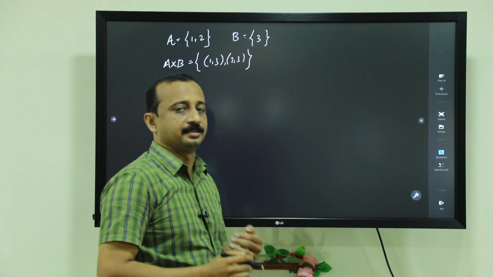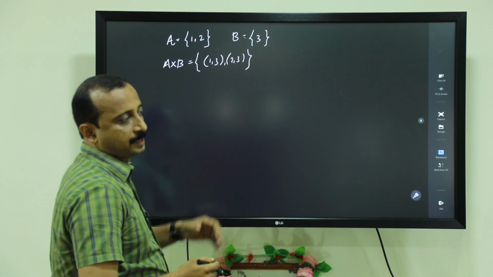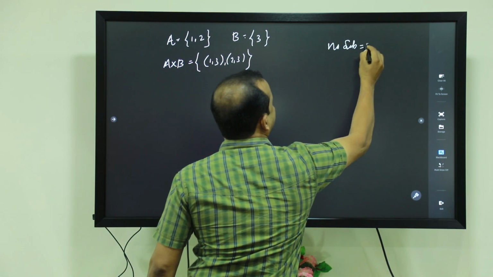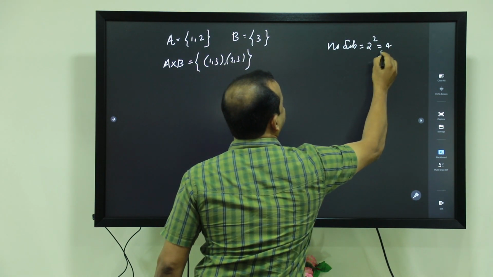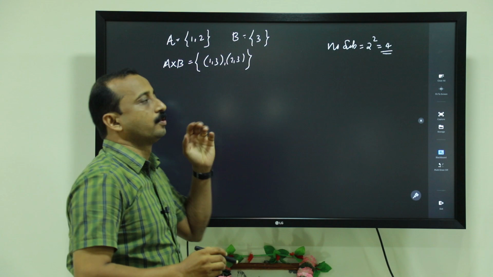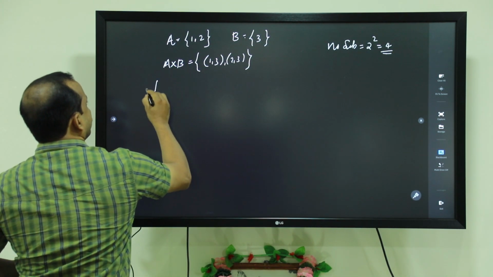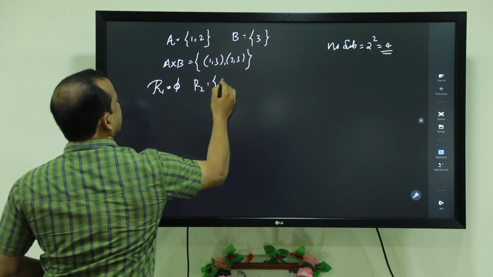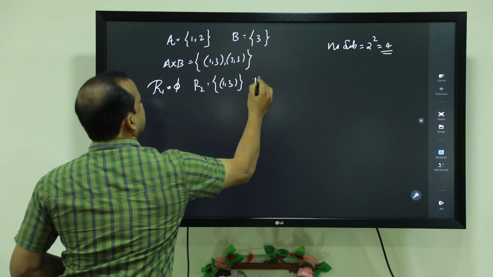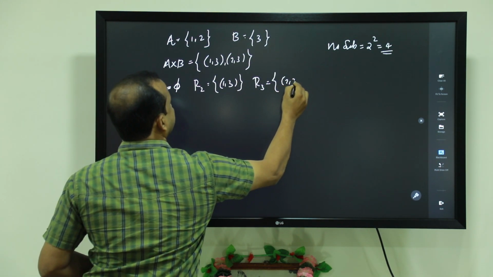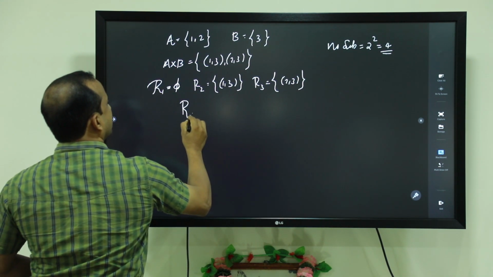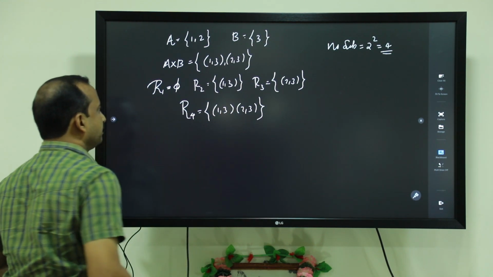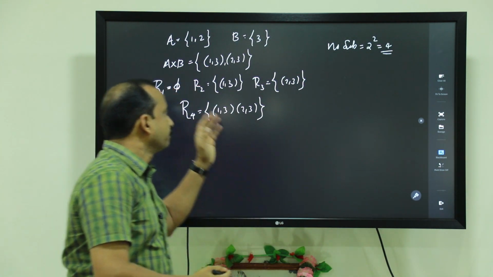If a set A contains n elements, the total number of subsets is 2 raised to n. And here A cross B contains two elements and therefore the total number of subsets is equal to 2 raised to 2, that is 4. Using this A cross B we get 4 subsets. Here our first subset is the null set. Now the second subset is the set with ordered pair (1, 3). Then the third subset is {(2, 3)}. And our fourth subset R4 is the set itself, that is {(1, 3), (2, 3)}. That means A cross B contains 4 subsets.